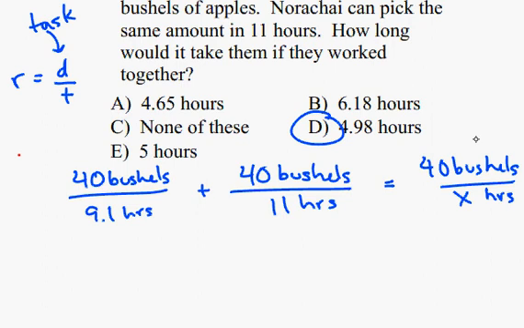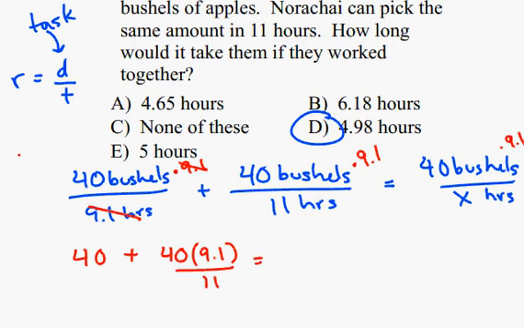So how do we solve this? Well, we've got all kinds of stuff in denominators. So if we multiply by 9.1, we have to multiply by 9.1 everywhere. This 9.1 will cancel that out, and you'll have 40 in the numerator, and that's all that's left. In this numerator, you'd have 40 times 9.1 over 11 equals 40 times 9.1 over x.